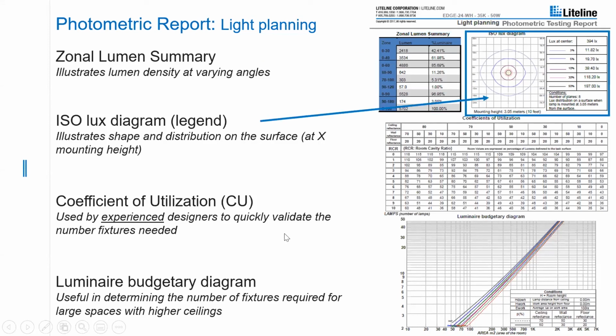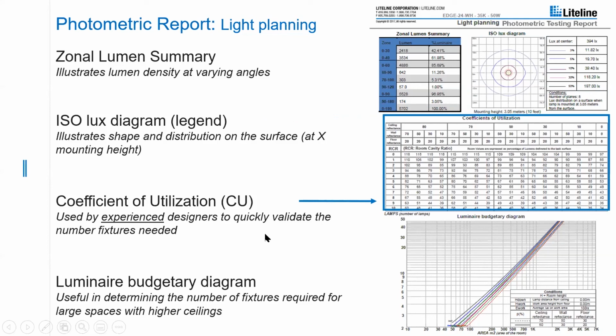The isolux diagram defines the beam shape that is going to be distributed from our luminaire. It also shows you the intensity concentration in those circles as they expand out on a grid that has measurements in meters.